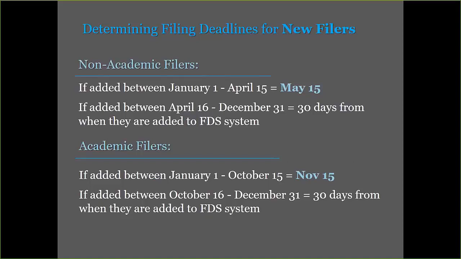We have something similar for academic filers, but their window, because of the way it works, is much longer. If they're added between January and October, November 15th is the date. But if they get added to the system October through December, then they have that same 30-day window. So it's just a quirk. You don't need to memorize that, but know where to look that up if you have a filer with a question about that.